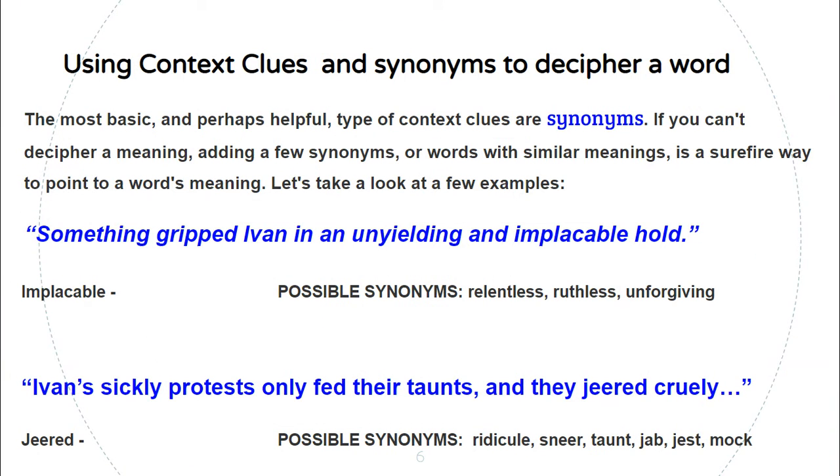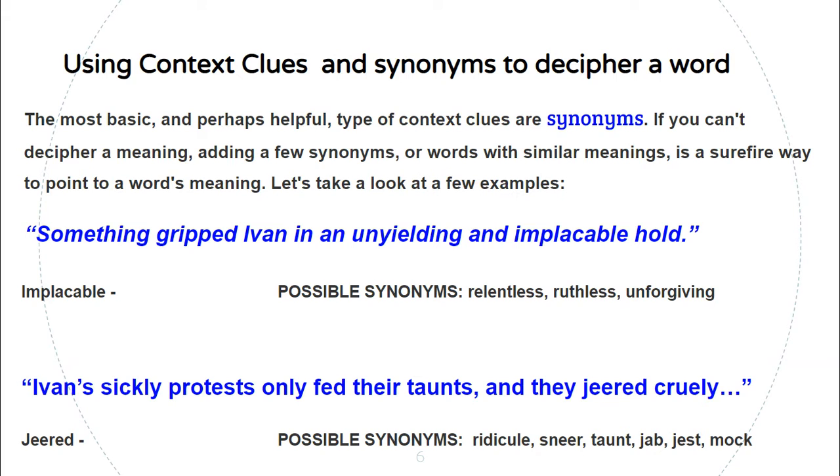So when you come across an unfamiliar word, here is a strategy to use to find its meaning. Of course, you use the context clues, but you can also use synonyms to decipher a word. The most basic and perhaps helpful type of context clues are synonyms. If you can't decipher a meaning, adding a few synonyms or words with similar meanings is a surefire way to point to a word's meaning. Let's take a look at a few examples.